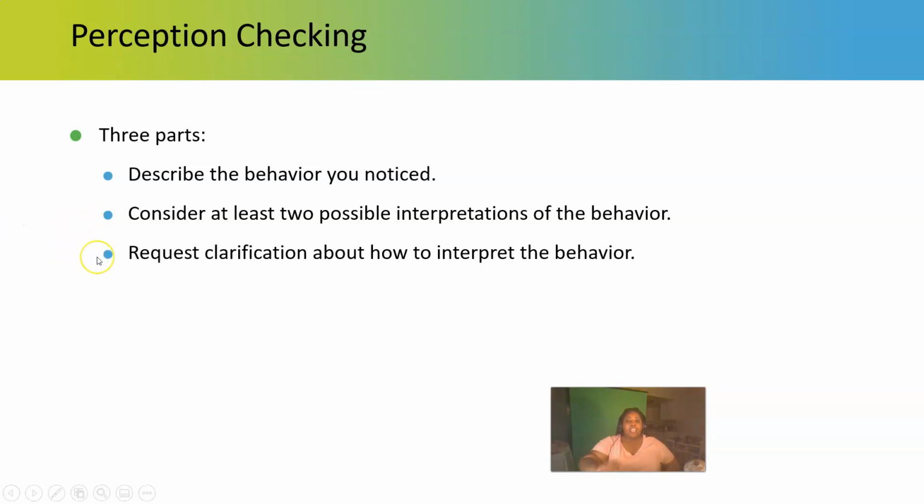And then finally, request clarification about how to interpret the behavior. You can request clarification from the person you're talking to. If you try to interpret the behavior and that's not giving you the answers you need, just ask them, hey, what was that about? And they can give you clarification because they did it. Or if you're not able to contact the person, you can ask someone else, hey, I'm describing this behavior.